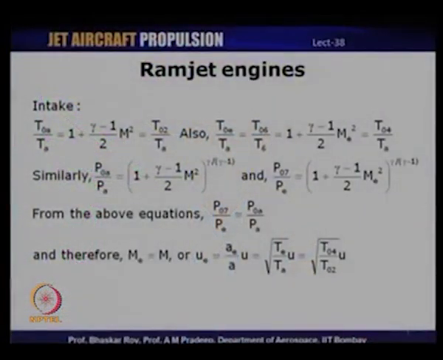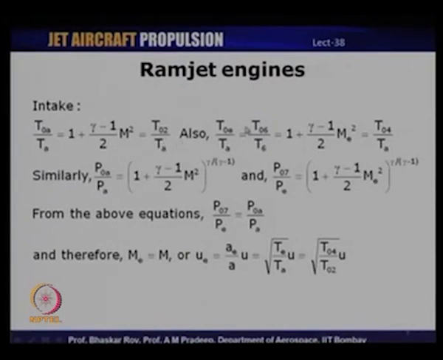So, in an intake, we have the stagnation temperature T0A, which corresponds to the stagnation temperature of the ambient condition. T0A by TA is the stagnation temperature to static temperature ratio. This is related to the Mach number by the isentropic relation. So, T0A by TA is 1 plus gamma minus 1 by 2 M square. Now, since there are no heat losses, or it is an isentropic compression, which means it is also adiabatic, therefore T0A is equal to T02, and so this right hand side is also equal to T02 by TA.